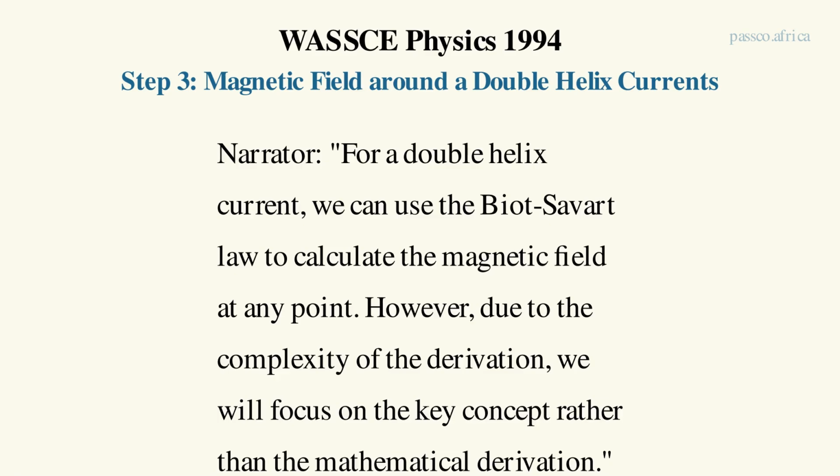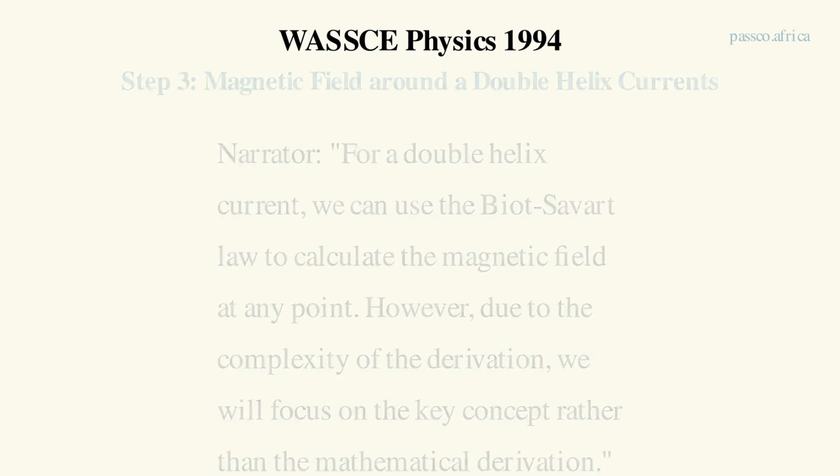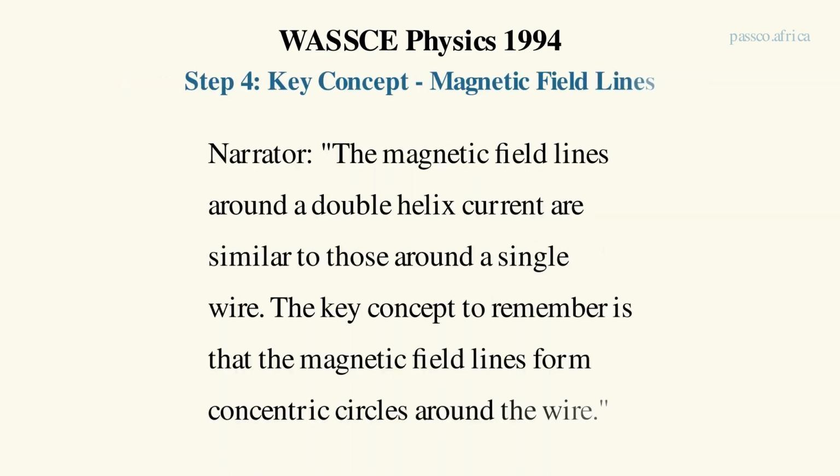Step 4. Key concept, magnetic field lines. Narrator. The magnetic field lines around a double helix current are similar to those around a single wire. The key concept to remember is that the magnetic field lines form concentric circles around the wire.